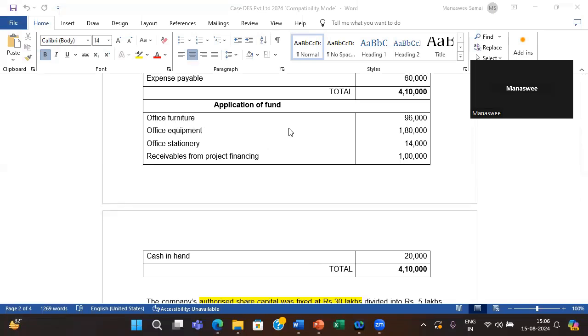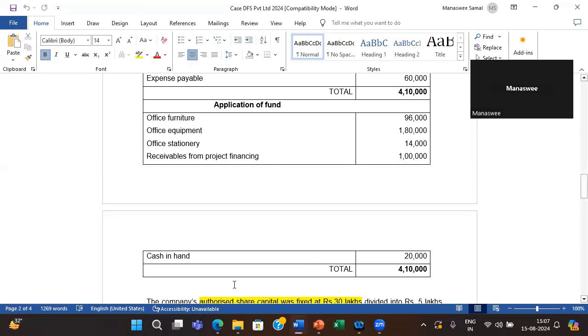If you recall, office furniture will be 96,000. Office equipment will be 1,80,000, and office stationery will be 11,000 because 3,000 rupees of stationery you have not taken over. And then receivables from project financing will be as such 1 lakh. Cash in hand will be 20,000.